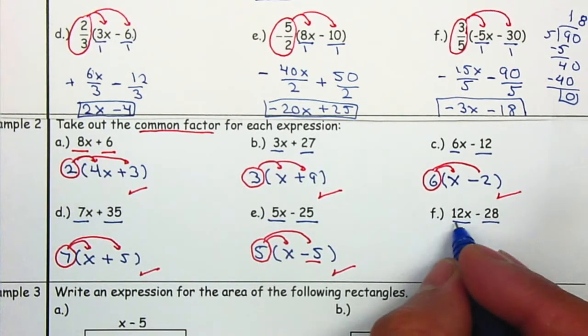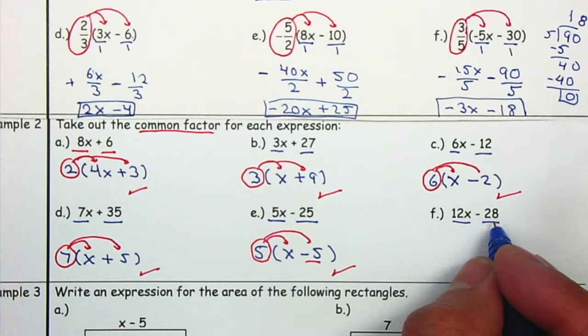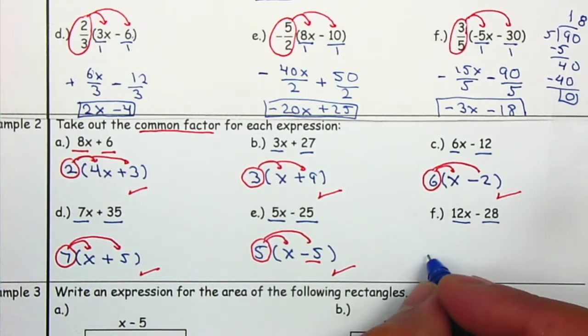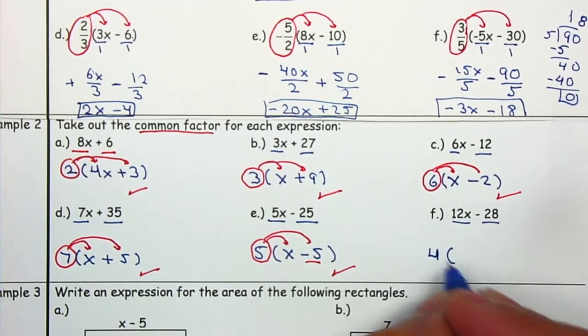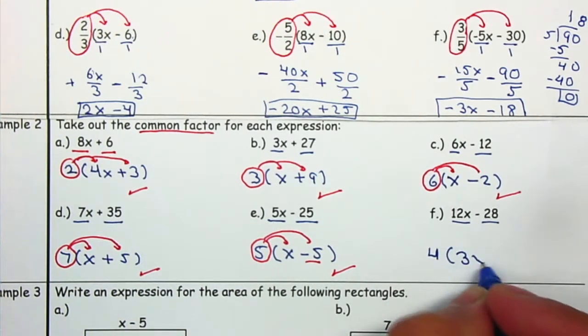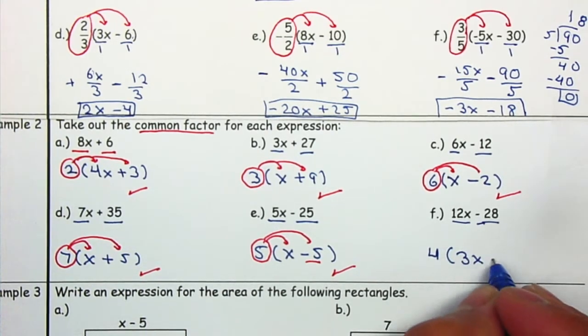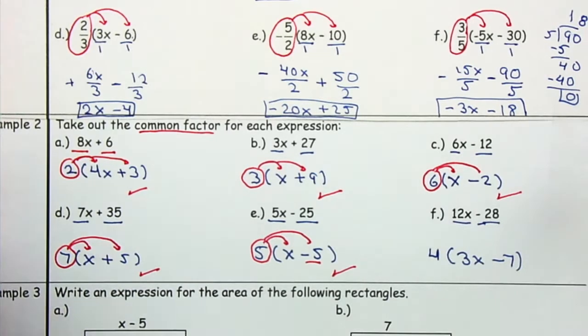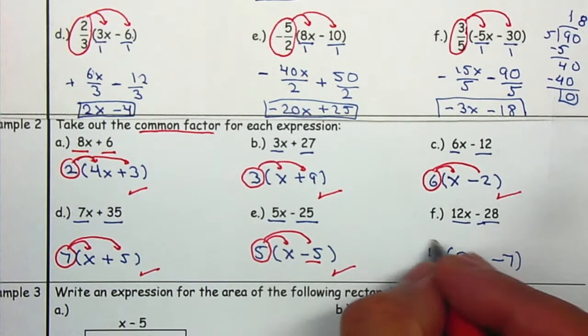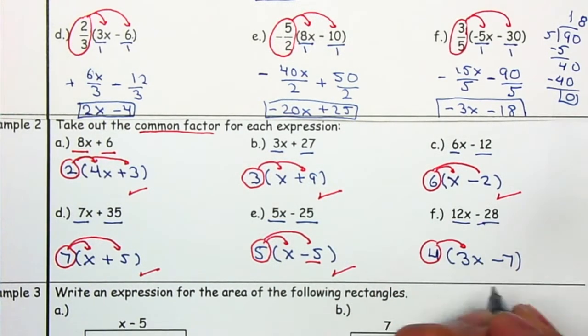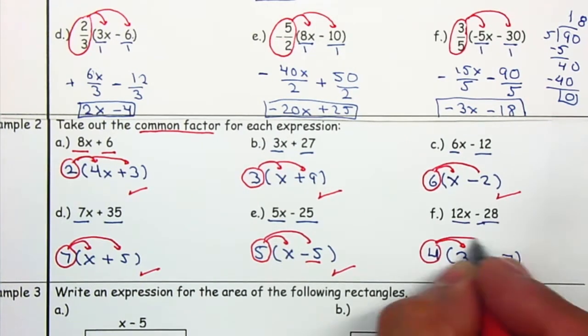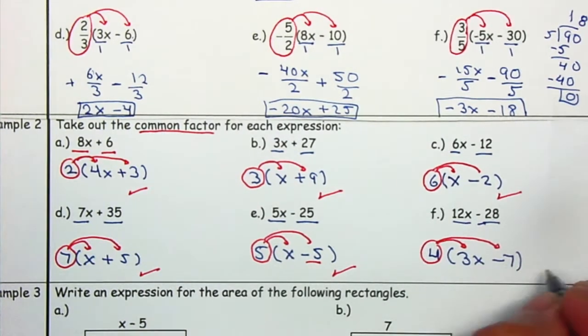So 2 divides 12, that also divides 28, yes, but there's one bigger number, which is 4. 4 times what number is equal to 12x? That'll be 3x. 4 times one number is equal to negative 28, negative 7. And let's double check. 4 times 3x, is that 12x? Yes. 4 times negative 7, is that negative 28? Correct.